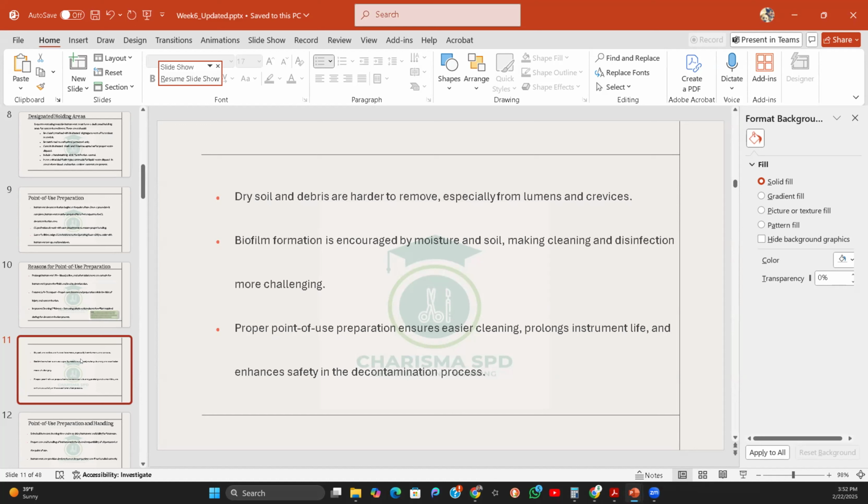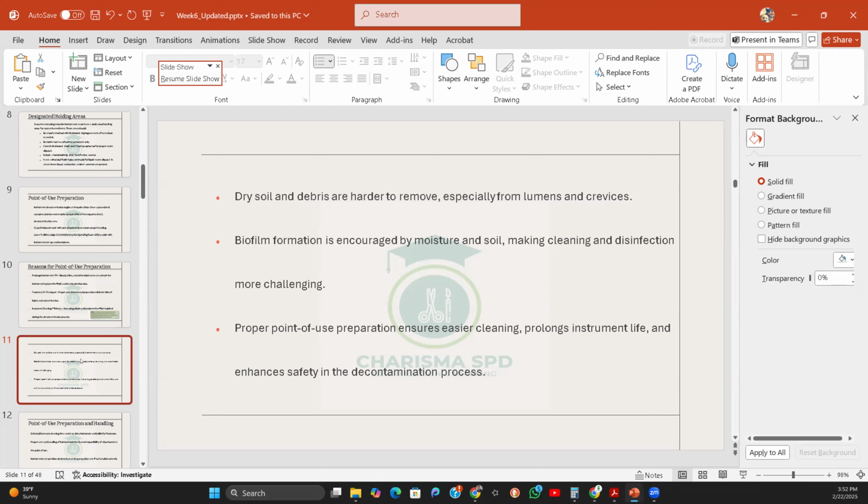The next point says that biofilm formation is encouraged by moisture and soil, making cleaning and disinfection more challenging. Biofilm simply means a buildup of what? Gross soil. Layers of what? Gross soil. Once you allow moisture and fatty tissues to continue to pile up on the instrument, it's going to build up biofilm, and it's going to be difficult once that biofilm is built up.